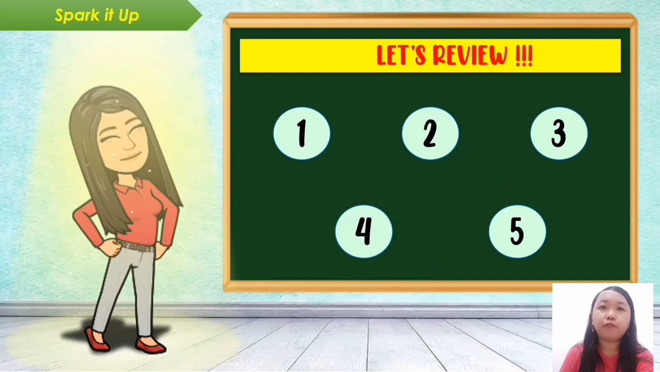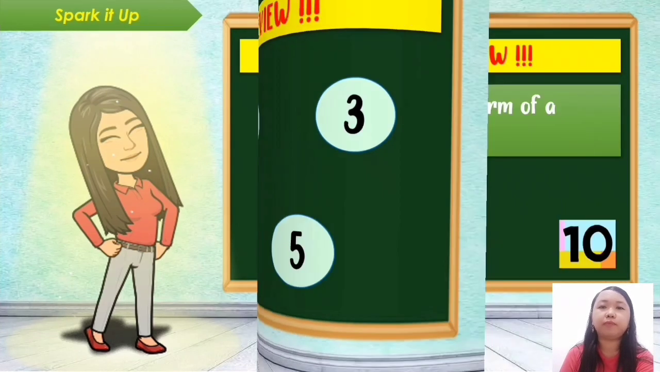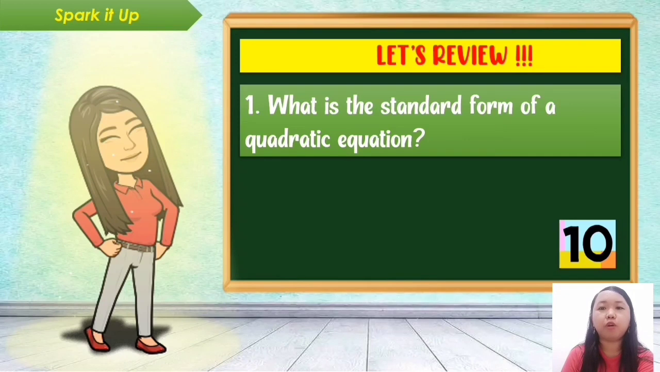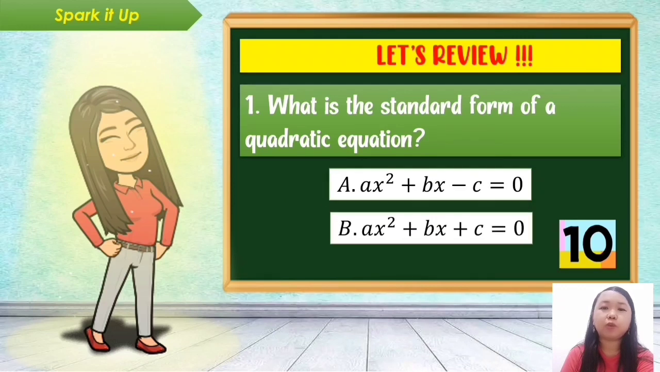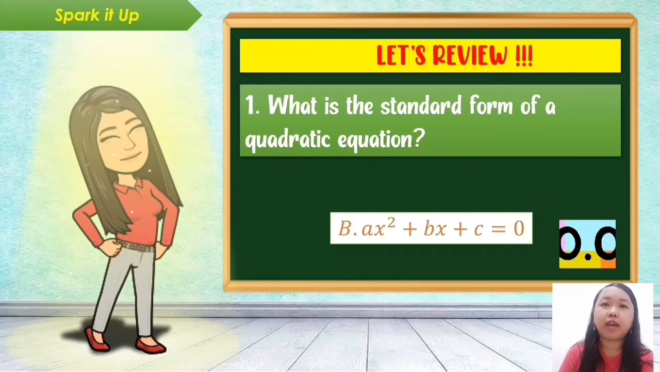So we have 5 questions. For number 1, what is the standard form of a quadratic equation? Is it A, ax squared plus bx minus c equals 0? B, ax squared plus bx plus c is equal to 0. You have 10 seconds. The answer is letter B. Ax squared plus bx plus c is equal to 0.